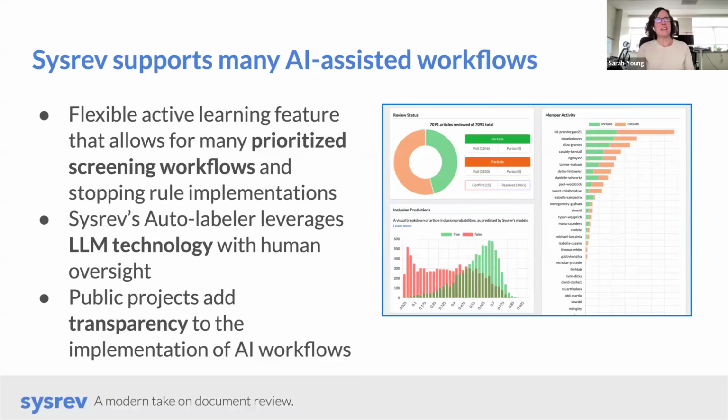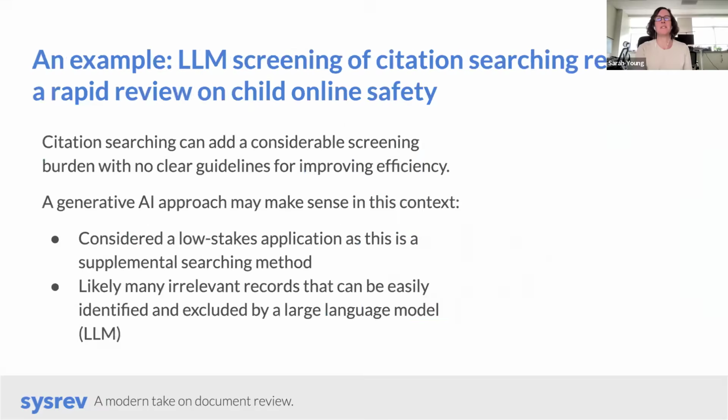About a year and a half ago, it implemented large language models with a feature called the auto labeler. It's a really flexible feature that allows folks to use Sysrev to semi-automate screening or data extraction with human oversight. So again, keeping in mind the recommendations that this be done with some sort of human involvement. And then the public projects, so the sharing of your review, make it very easy to be transparent about the way you used AI in your review.